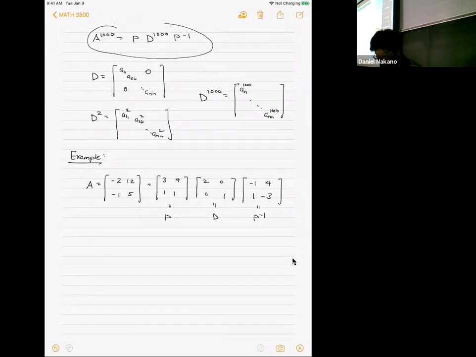Wait, shouldn't it be 1, -4, -1, 3 on P inverse? Or did I forget something? Let me see. I think you have to divide by the determinant. Yeah, you have to switch the entries, but you have to divide by the determinant. Okay.